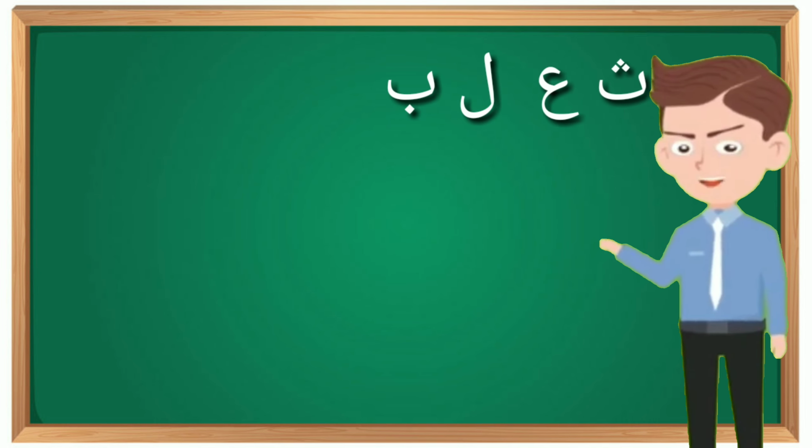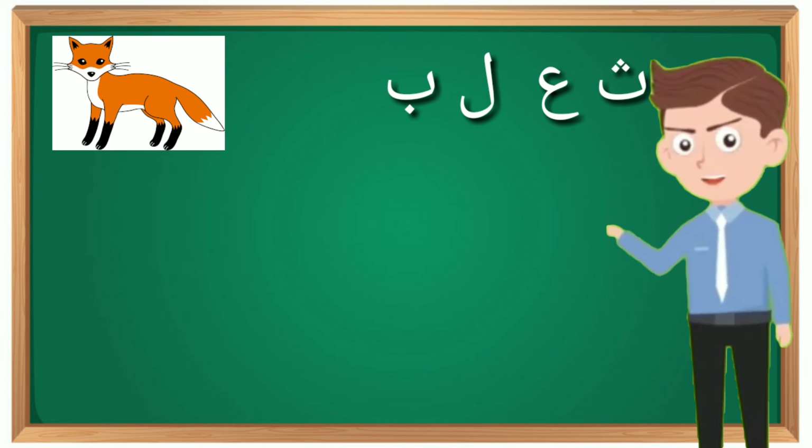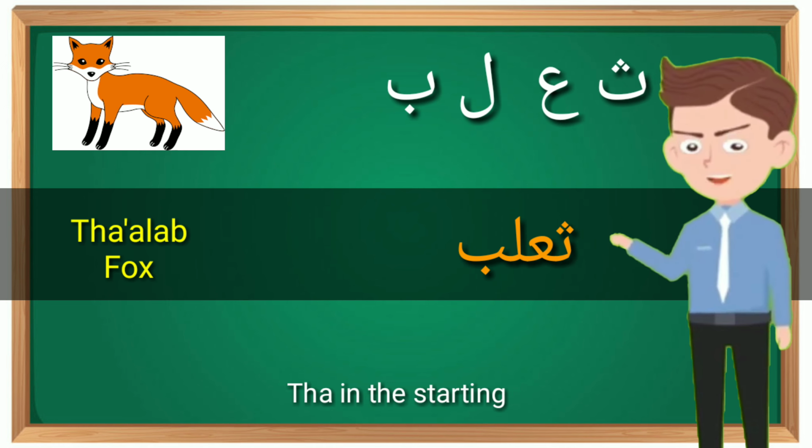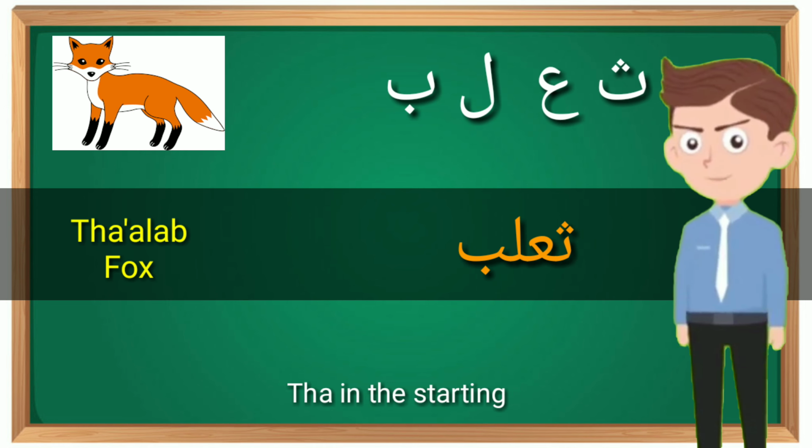Now you can learn how to write the letter tha in the beginning of a word. We can read the word tha, ain, lam, and ba. How to read it? Tha'lab, tha'lab. Tha'lab means fox, fox. Here you can see the letter tha we could join with the next letter. The shape you can see in the word tha'lab.